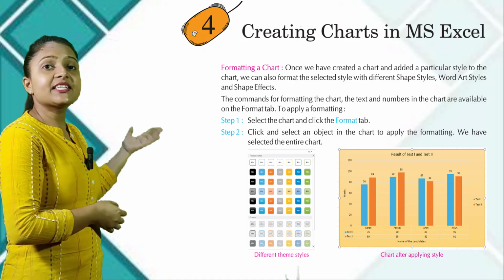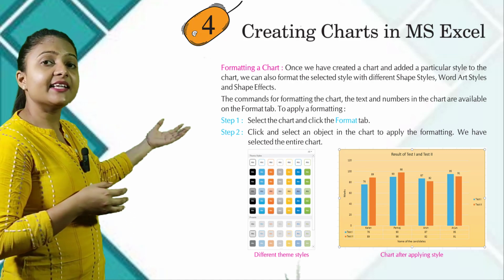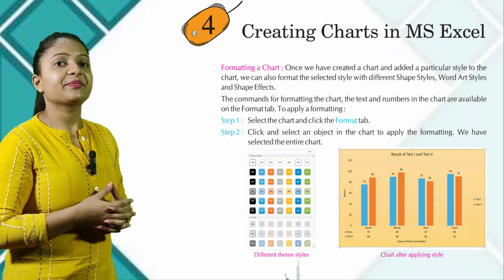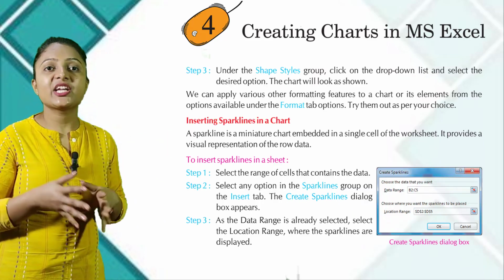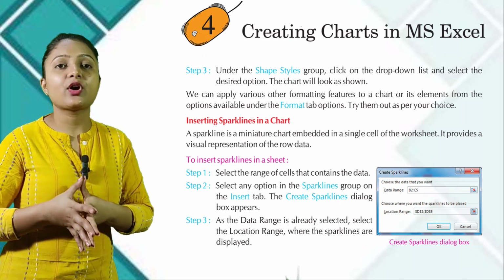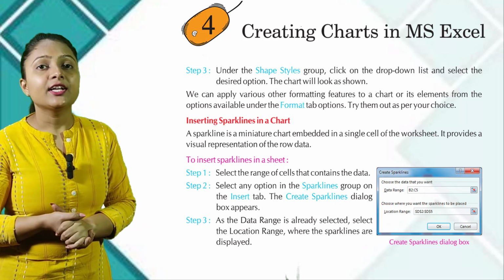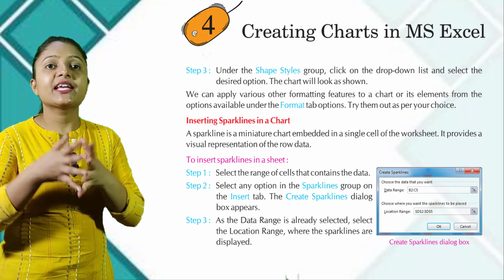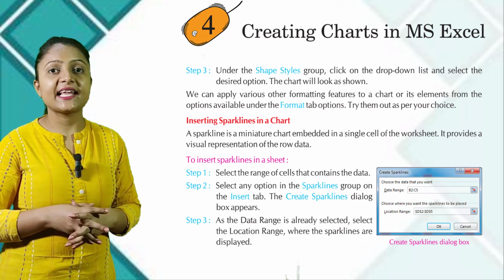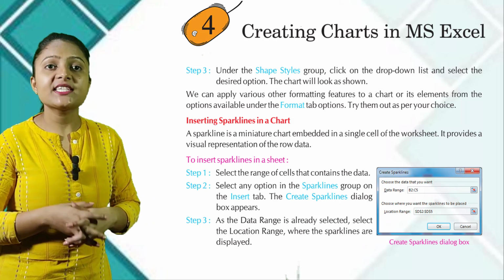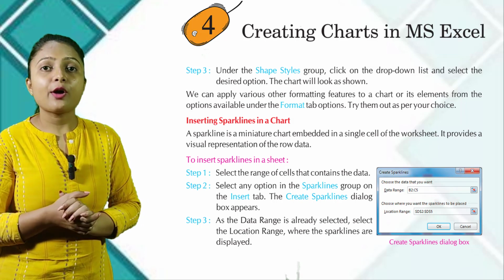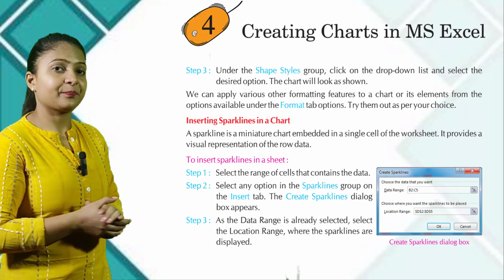In this image, you can see different theme styles, and in this image, you can see the chart after applying a style. Step 3. Under the Shape Styles group, click on the drop-down list and select the desired option. The chart will look as shown. We can apply various other formatting features to a chart or its elements from the options available under the Format tab. Try them out as per your choice.